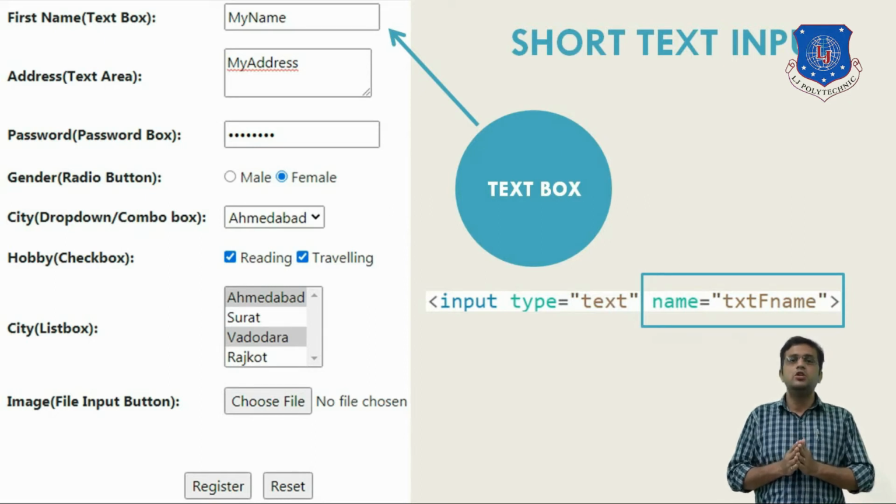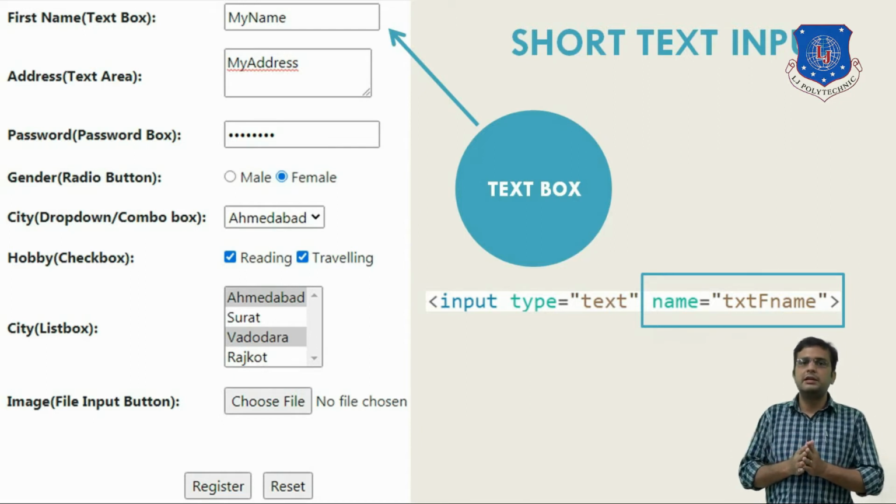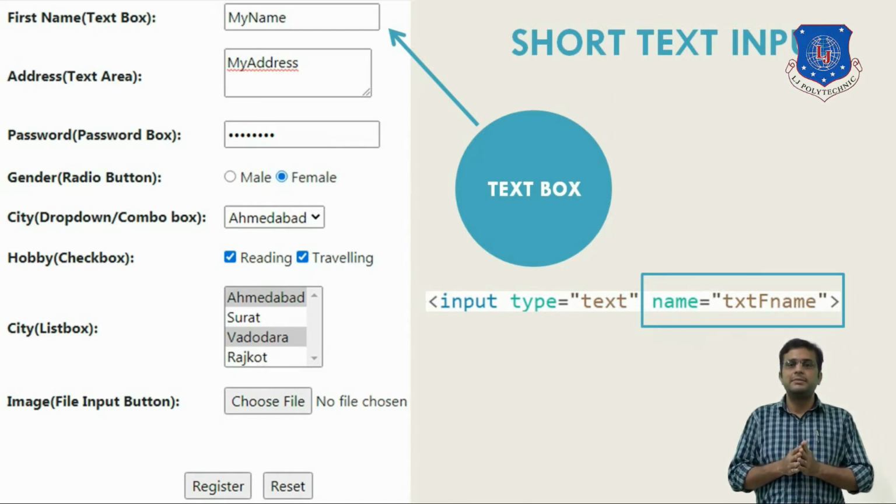Just like you are identified by your name by other people, form elements are identified by their name. So you have to set name property in every form element. You can also observe there is no need to close the input tag. So by writing this code, you can create a text box to accept short text input.